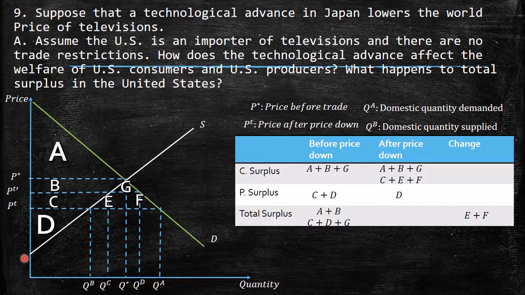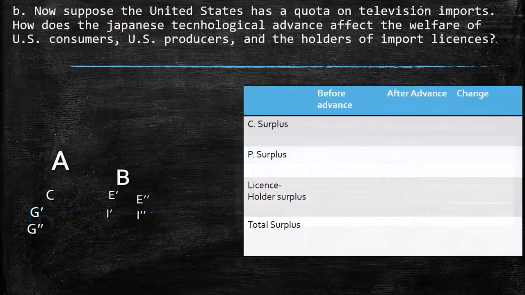So now you will see here the total surplus first, as said before, is going to be this one plus this. After the technological advance, it's going to be all this big triangle plus Z. And in the change, consumers will earn C plus E plus F after the technological advance. The domestic producers will lose C, so it's going to be a loss. But in total, the trade creates this E and F benefit, which is going to be taken by consumers.